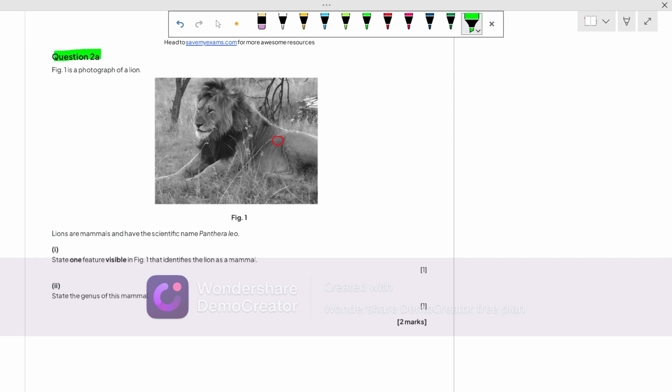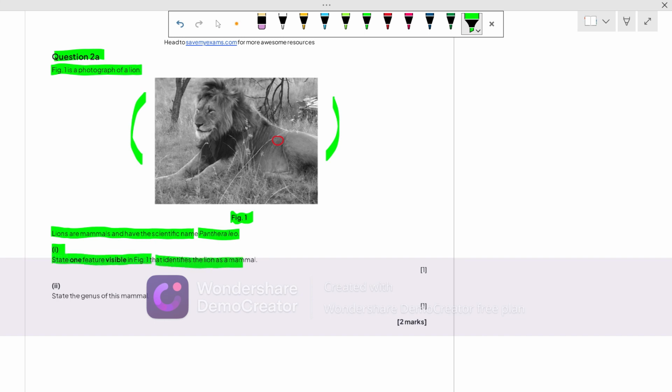Question 2a. Figure 1 is a photograph of a lion. So this is the photograph of a lion, figure 1. Lions are mammals and have the scientific name Panthera leo. 1. State one feature visible in figure 1 that identifies the lion as a mammal. 2. State the genus of this mammal. Total marks is 2, one for one visible feature, the other for the genus name.